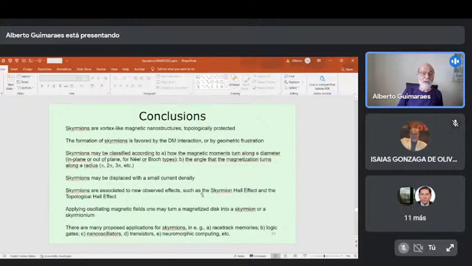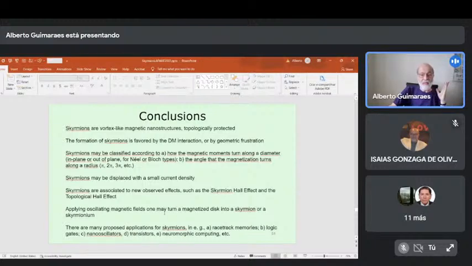Okay, so my conclusions are that skyrmions are topologically protected vortex structures. Their formation is favored by Dzyaloshinskii-Moriya interactions. They may be classified by how the magnetic moments turn along a diameter, and the angle that the magnetization turns along a radius: π, 2π, 3π, and so on. They can be displaced with small current density, and they are associated with newly observed effects, such as the skyrmion Hall effect and topological Hall effect.